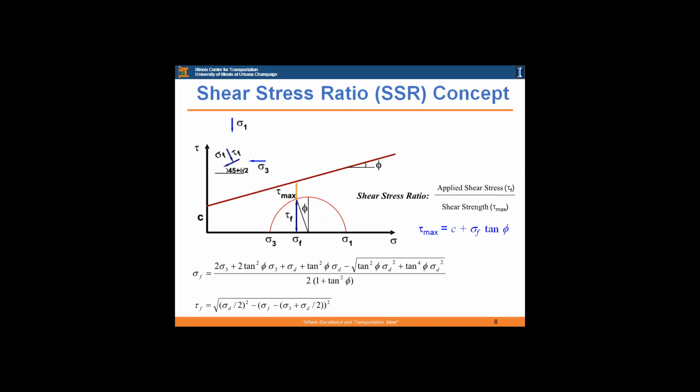And just a quick overview of what the shear stress ratio is. The shear stress ratio is the applied shear stress over the shear strength of the material at failure, and we calculate it after we know the Mohr Coulomb envelope for the unbound materials.